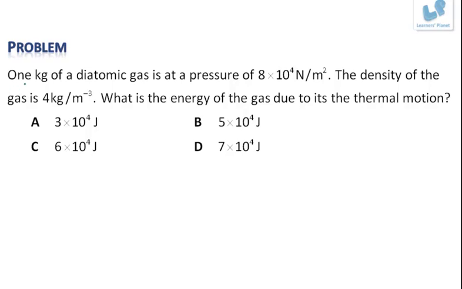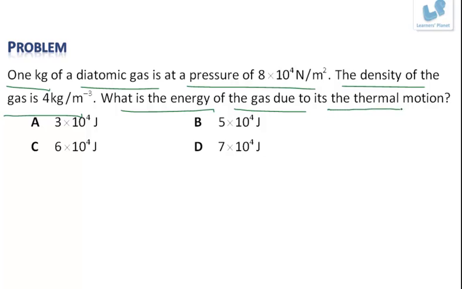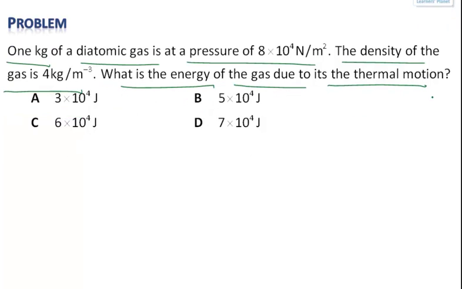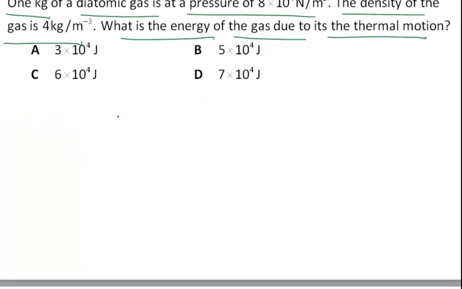Now the next problem is 1 kg of a diatomic gas is at a pressure of this much. The density of gas is 4 kg per meter cube. What is the energy of the gas due to its thermal motion? Now we know that the energy of the gas is given by half nRT times F, where F is the degrees of freedom.